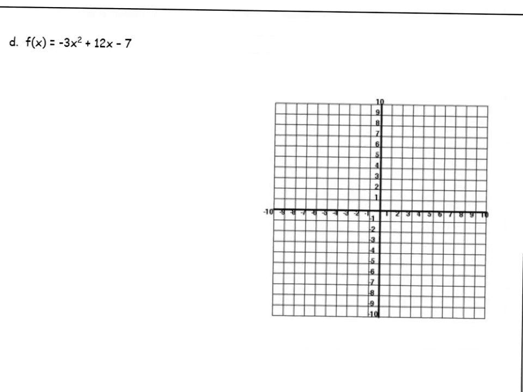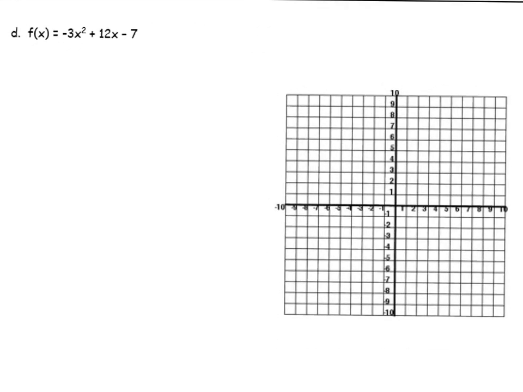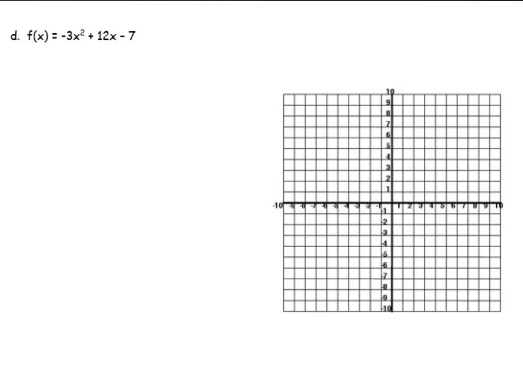Okay, last one. Looks as though we're back to standard. Last one of the day. So at the end of the day, you've got those notes for the 3 things you have to include. You've got 1 example for vertex, 1 for factored, and we'll have a second one for standard, okay?